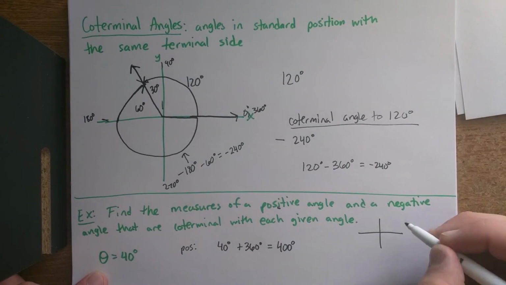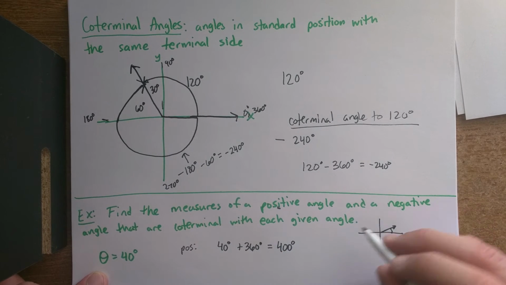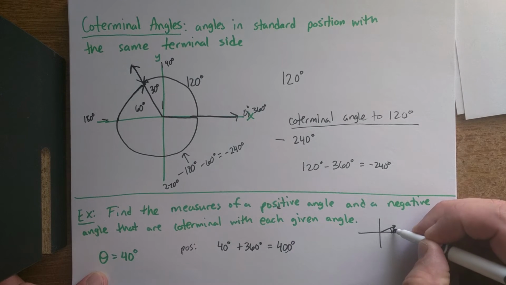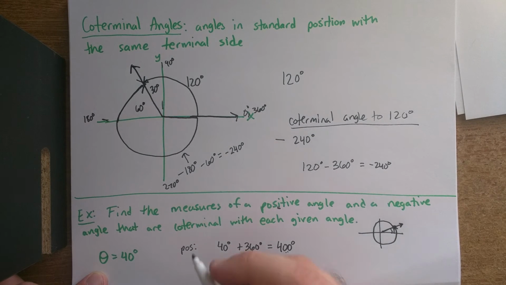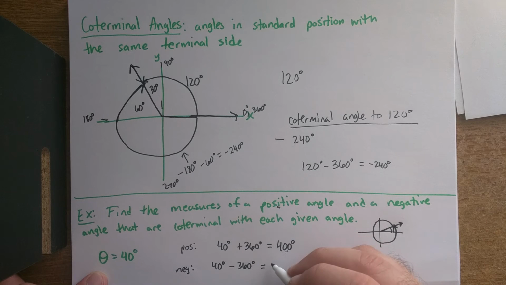Basically, you don't have to draw this part, but real quick, 40 degrees is about right here, right? Then 400 degrees would be a full circle. So 400 degrees would be this, but it would land on the same terminal side as 40. For the negative, you take the 40 degrees and subtract 360. 40 minus 360 is negative 320.